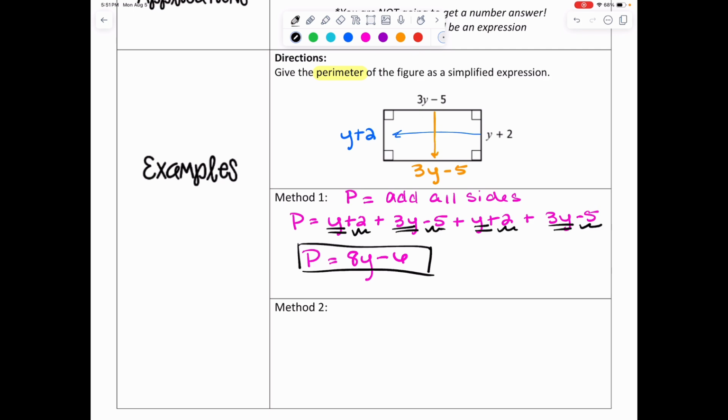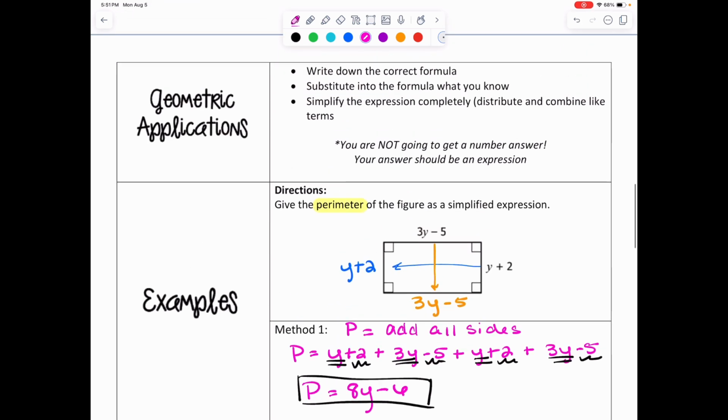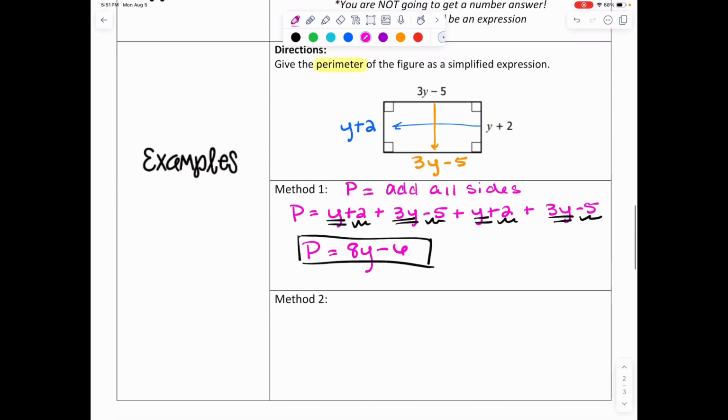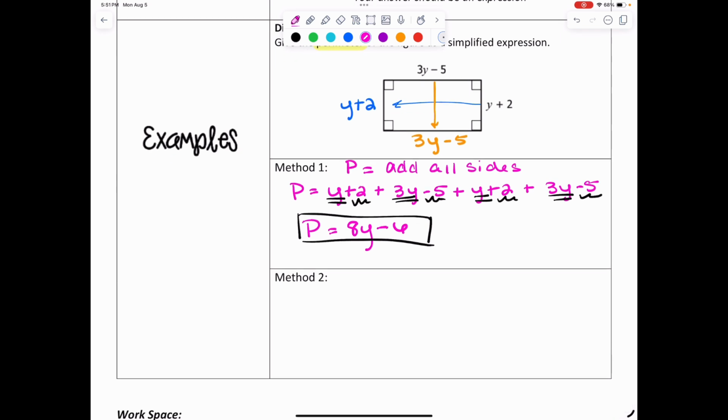Now in method 2, this is kind of referring to this first bullet point, write down the correct formula. I personally like to use the formula because it's just a little bit less writing. The formula for the perimeter of a rectangle gets at the point that there are two 3y minus 5s and there are two y plus 2s. In any rectangle, you can get the perimeter by adding up, we'll switch colors here just so you can follow, twice the length plus twice the width.